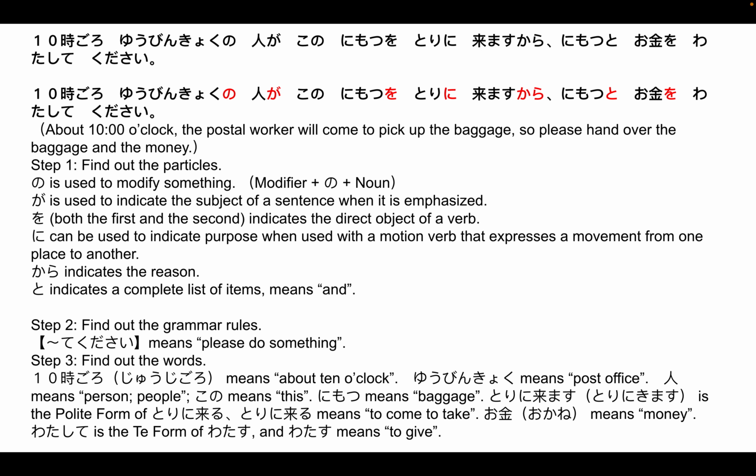Juujigoro means about 10 o'clock. Yubinkyoku means post office. Hito means person, people. Kono means this. Nimotsu means baggage. Tori ni kimasu is the polite form of tori ni kuru, and tori ni kuru means to come to take. Okane means money. Watashite is the te form of watasu, and watasu means to give.